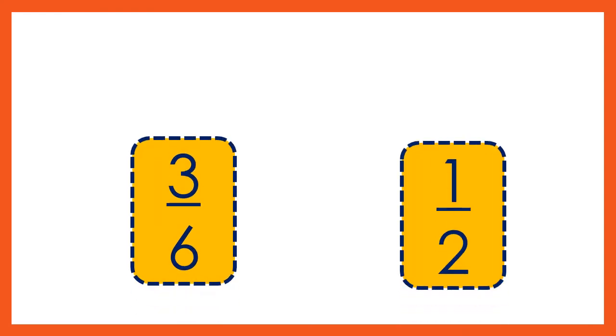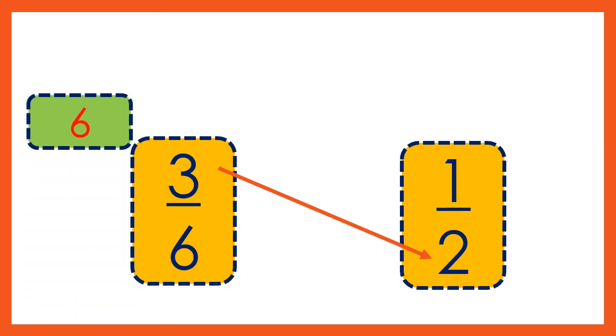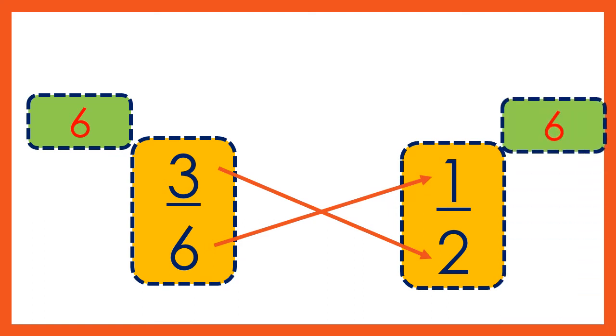We can also check if the given fractions are equal or equivalent through the cross-multiplication technique. Multiply the numerator of the first fraction with the denominator of the second fraction. 3 times 2 is 6. Then, we multiply the denominator of the first fraction to the numerator of the second fraction. 6 times 1 is 6. Since they have the same product, 3/6 and 1/2 are equivalent fractions.